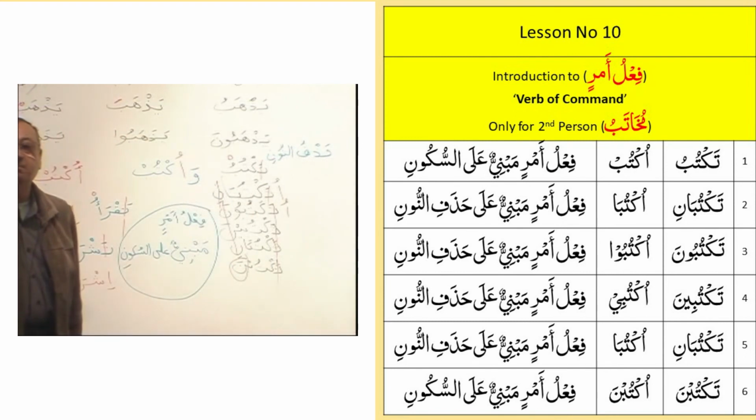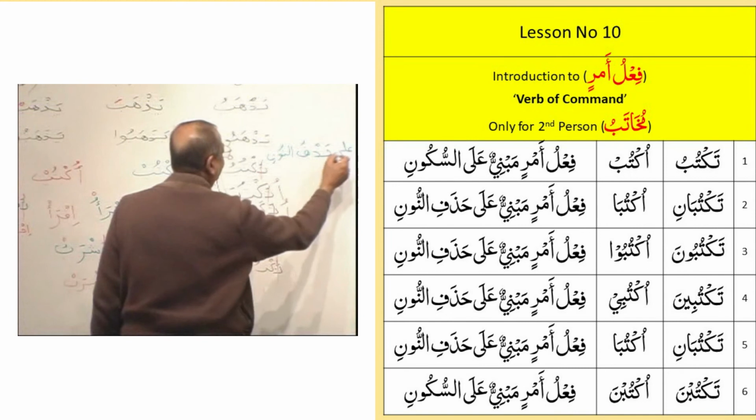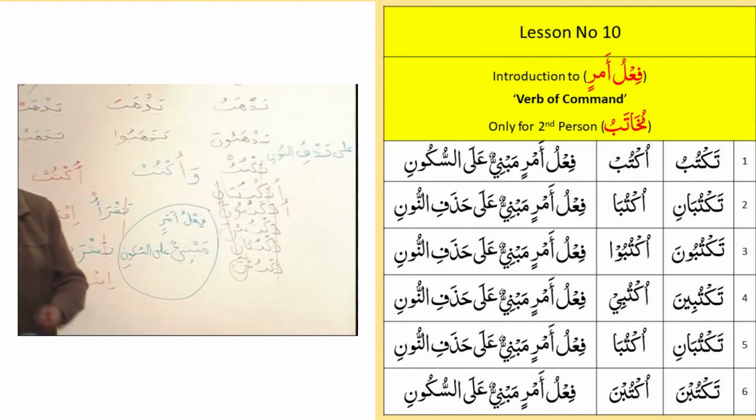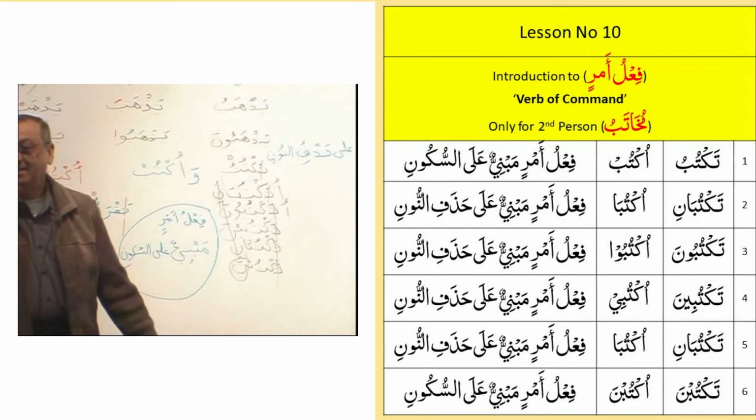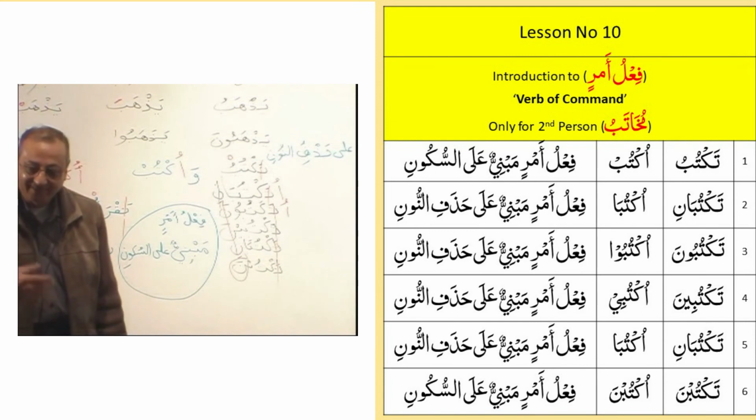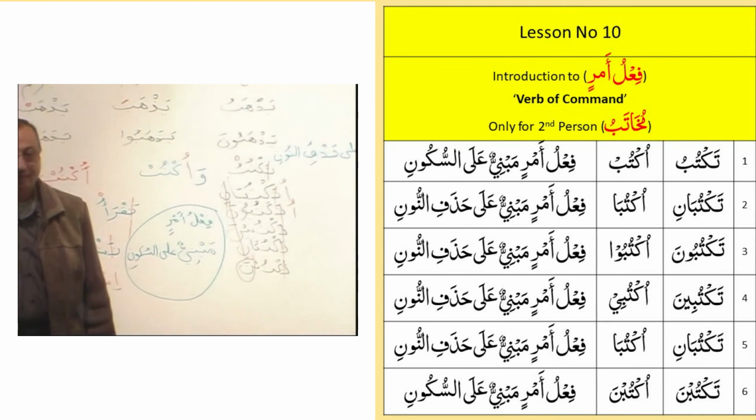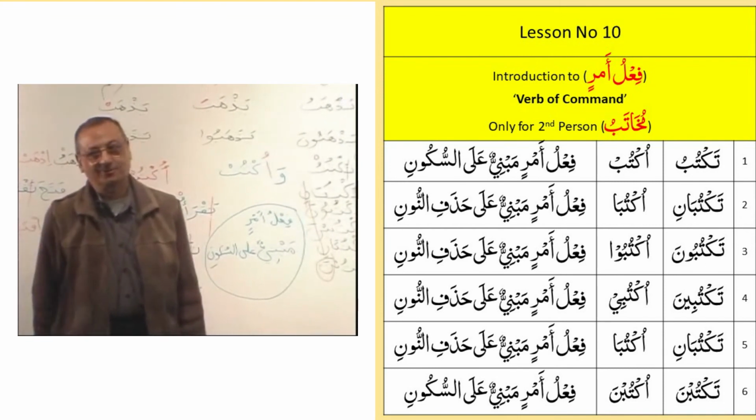But then you will say mabniyun ala. When ala comes, it will become hadhfi nuni. I promise you, brothers and sisters, by tomorrow you will become fluent, inshallah. So uktubu, fi'l amrin mabniyun ala hadhfi nuni. Noon comes and noon goes. Are you with me? Noon comes and noon goes. And where is the fa'il? Wow. Okay. Tomorrow I'll give you verses of Quran also.